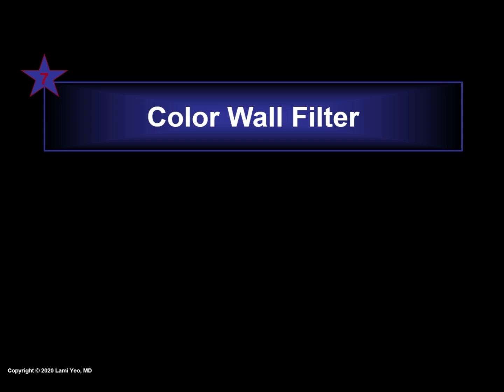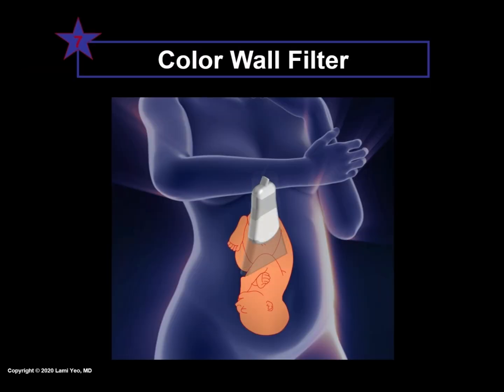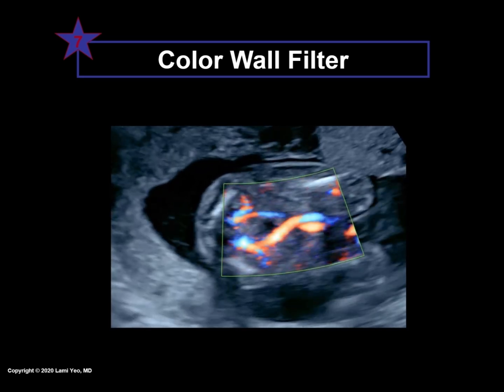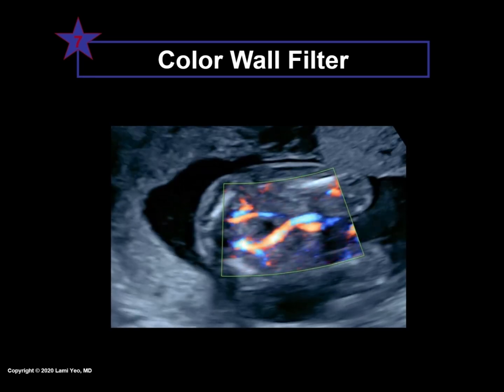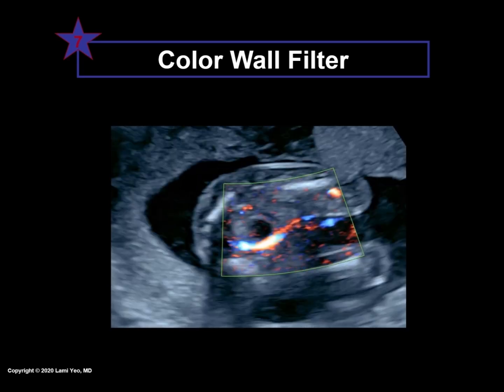Why do we need to adjust the color wall filter? When a color Doppler signal is visualized, this does not always indicate blood flow, but can also be associated with movement. What kind of movement? Transducer movement can introduce unwanted motion information during color Doppler sonography. Additionally, fetal movement and even cardiac motion itself may lead to a false color signal within the image, giving an impression of blood flow that is actually an artifact.